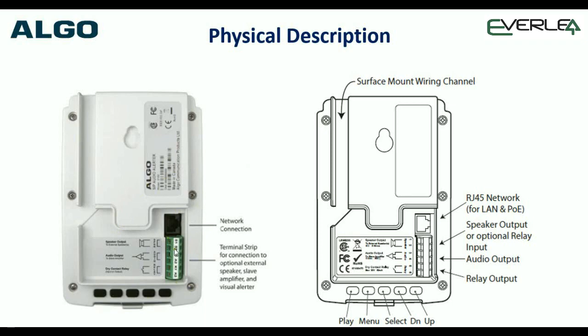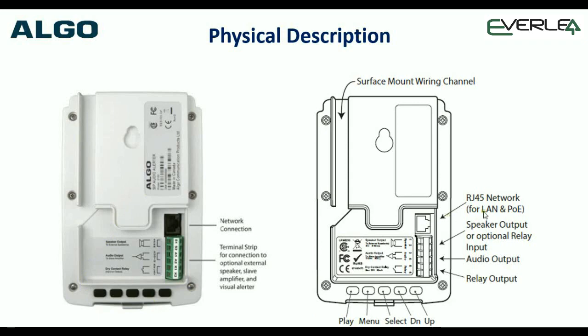Now you've got the terminals here. The first two here are an output for external speakers, where you can put, I think it's an 8106 Algo Bullhorn speaker. So you could have this unit paging in a warehouse and then cable off an analog bullhorn to page in another zone, doubling the area that you're covering. You've also got an audio input and a dry contact relay.